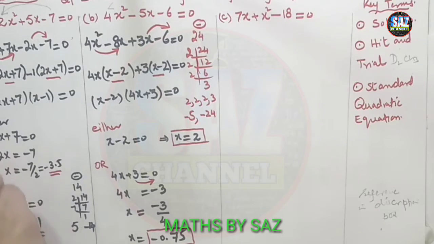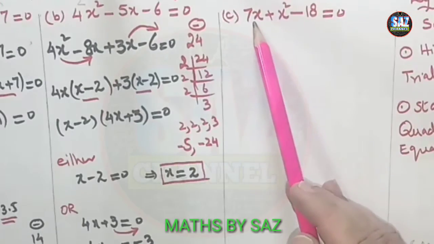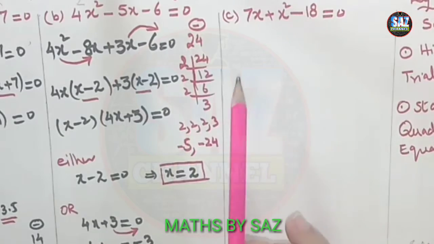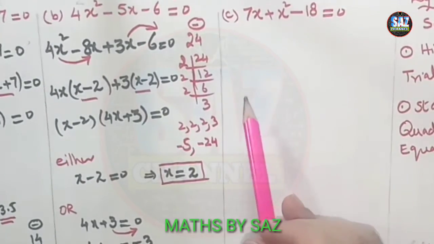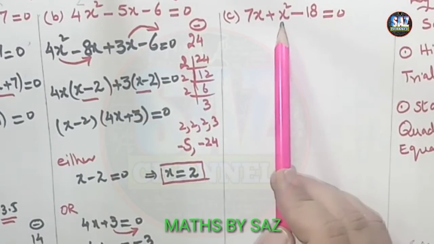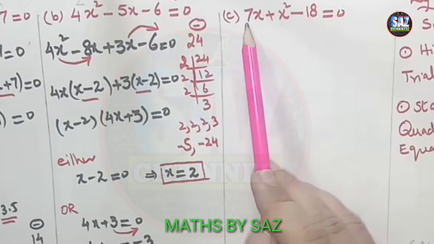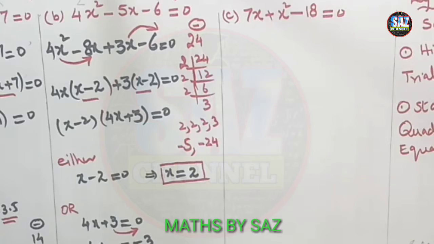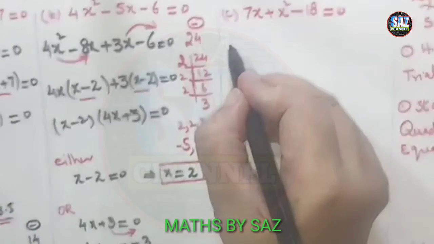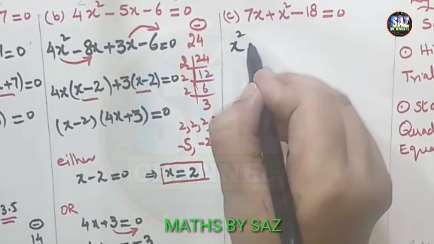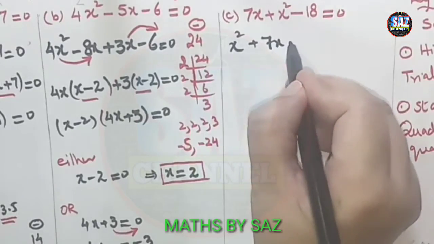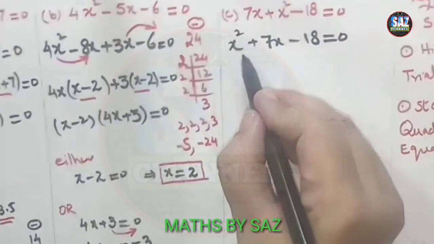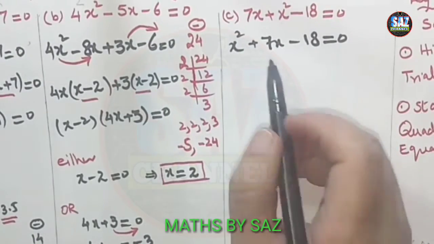two roots. Coming to the third question, that is 7x plus x square minus 18 equals to 0. If you look, the question is not in standard quadratic equation form. Here I have to rearrange this side. I have to write the square term in the beginning, then the middle term 7x, minus 18 equals to 0. Now this side is in standard expression form.